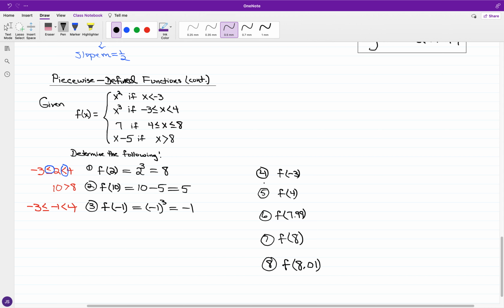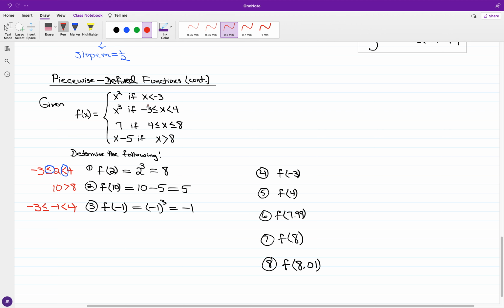For what we have in terms of categorizing and how to set this up, you have your input values. So we have f of -3. Notice -3 appears twice among the brackets here. In terms of where -3 belongs, -3 cannot be less than itself, so we're not going to use x squared.